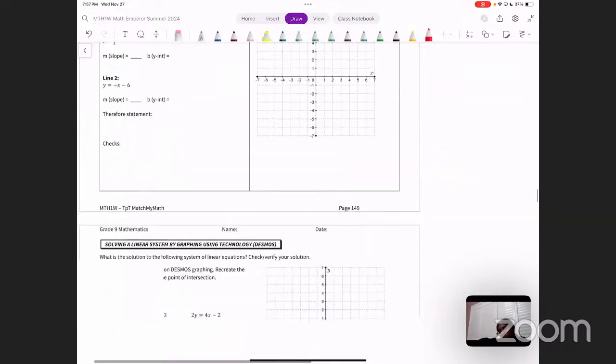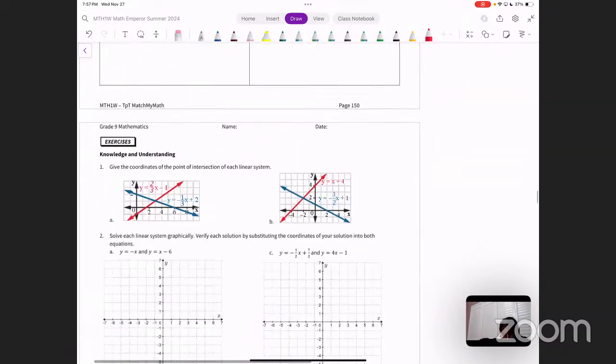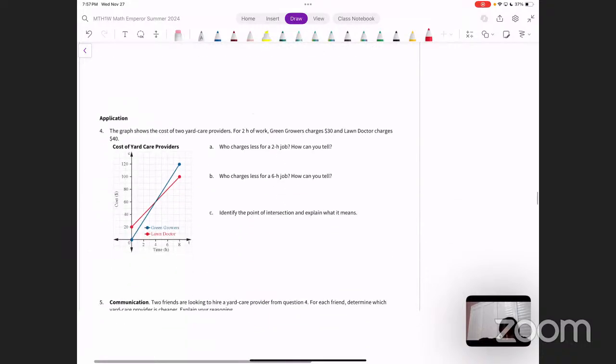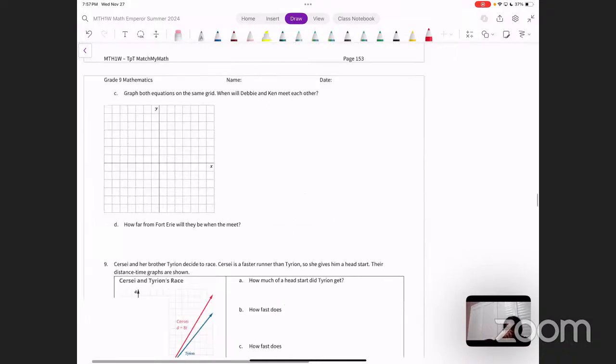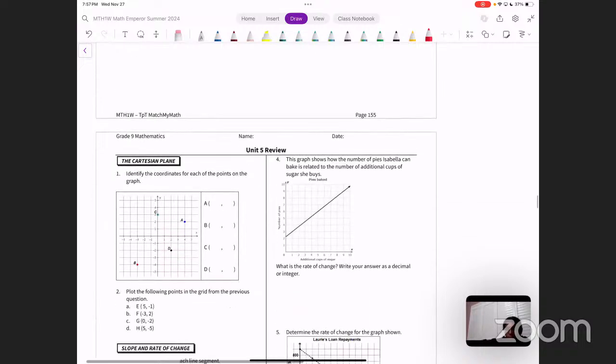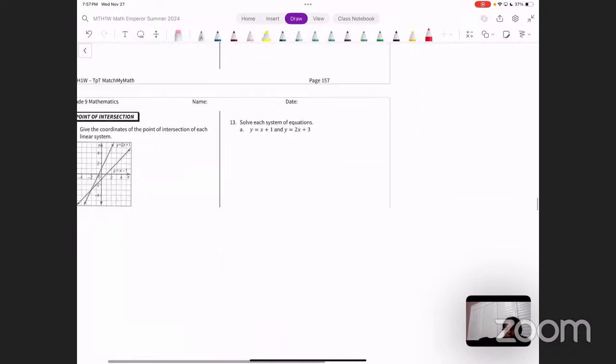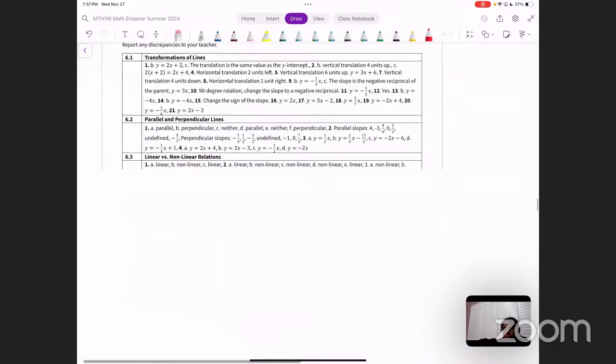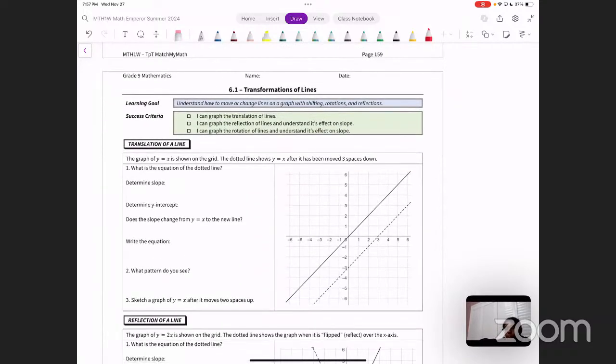So we will work with the point of intersection next class. That's going to be winding up one part of the linear relation. The next part of the linear relation is where we're going to talk about transformation: parallel lines, perpendicular lines, rotating a line, what's going to happen. That's another part. When I finish linear relation, that's a huge chunk in algebra.